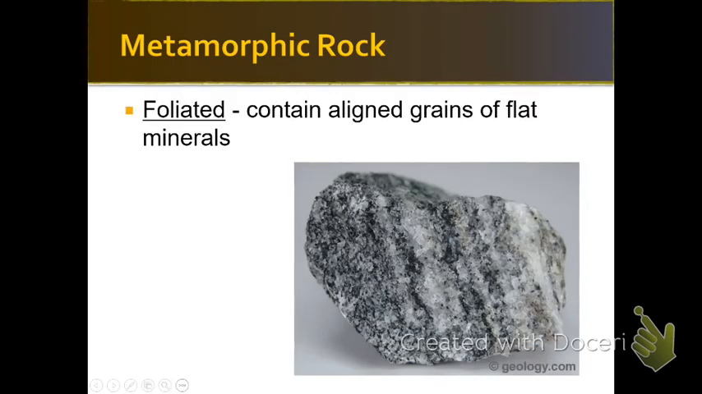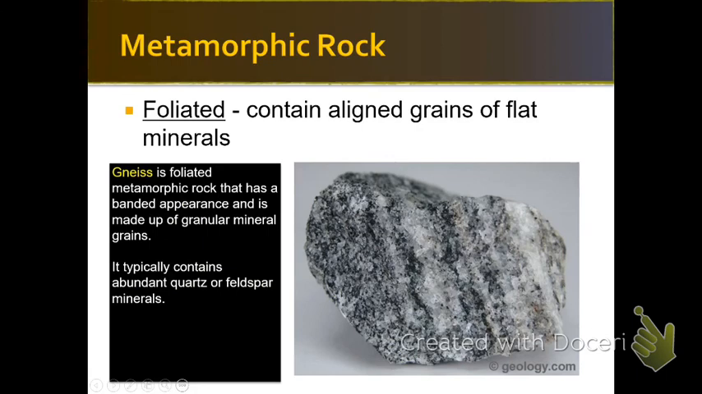So we can describe metamorphic rocks as foliated or unfoliated, and it just has to do with the way that it looks. It doesn't actually tell you anything about whether it was contact or regional metamorphism that formed it. So foliated just means that there's these bands in the rock, and so you can see these white and black stripes running through this one. This is called a gneiss. It's foliated metamorphic rock. It has a banded appearance, made up of granular mineral grains, typically contains abundant amount of quartz and feldspar.